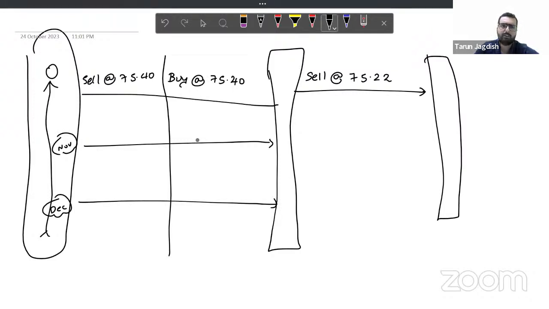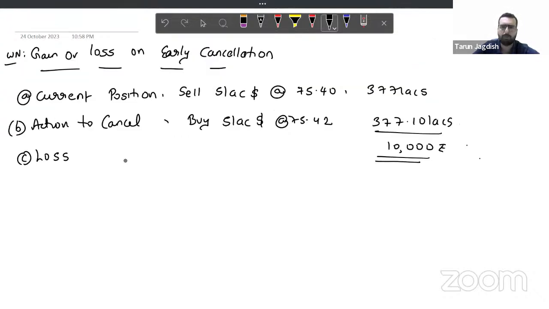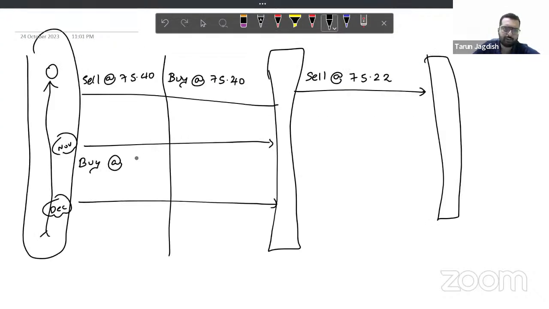December. But instead of December, when did he come back? He came back in November and he bought at what price? Bought at 75.42. So what does the bank have to do? Bank will have to sell over here at what price? 75.42, correct? So once it sells here at 75.42, but in the US market, the contract is happening only in December. So it will not happen now.